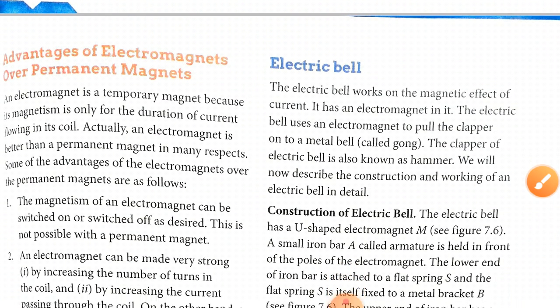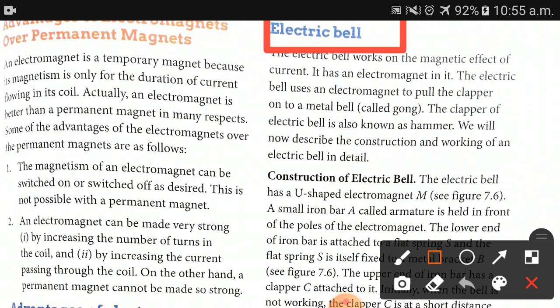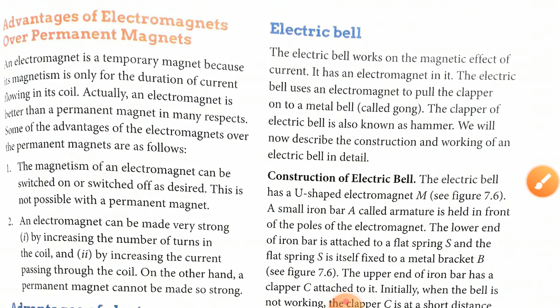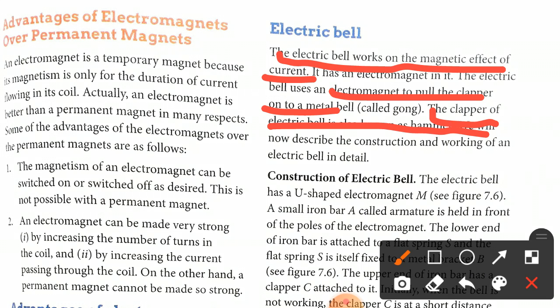So here we are going to discuss what an electric bell is. An electric bell works on the magnetic effect of current. This is important, you should always know on which principle an electric bell works. It has an electromagnet in it. The electric bell uses an electromagnet to pull the clapper onto a metal bell called a gong. The clapper of the electric bell is also known as the hammer.